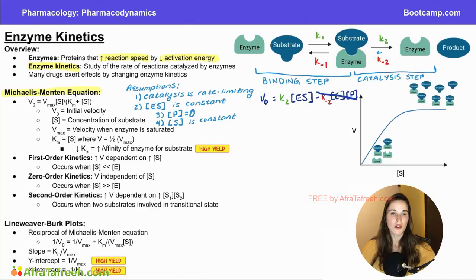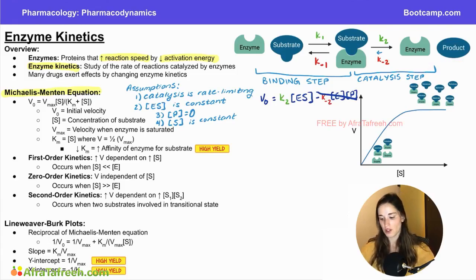So this is a pretty straightforward equation, but we run into a practical problem, which is that measuring the concentration of the enzyme-substrate complex is not straightforward. We can measure the concentration of the substrate, and we can also measure the concentration of the total enzyme, but we don't have an easy way to differentiate between enzyme that is bound to substrate and enzyme that is not bound to substrate.